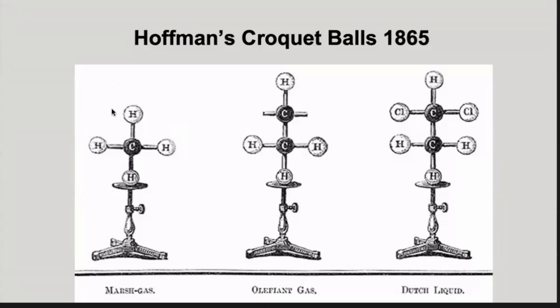So this on the left, this is marsh gas, which is actually methane, CH4. This is olefin gas, which I have no idea what that is. I mean, it looks like ethane. It's a 2-carbon chain, but I don't know why it's missing a couple of hydrogens. This is something called Dutch liquid, which I don't know what that is either. I mean, I can tell that it's dichloroethane. It's ethane with 2 chlorines attached to it.